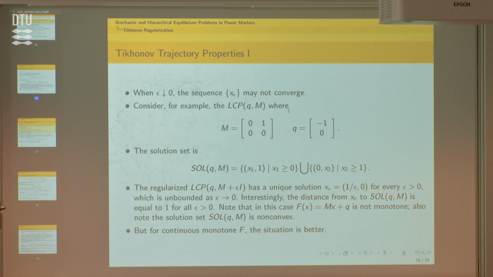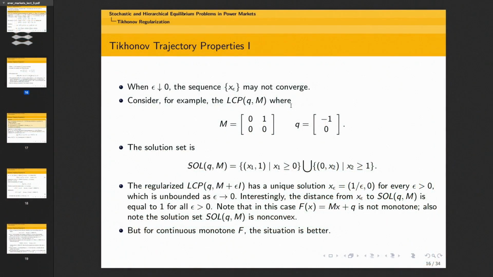In this case particularly, the map wasn't monotone to begin with. So when it's not monotone and you put an epsilon here and here, you can have strange things happening. So you have to be a little careful about how you regularize these problems and when to regularize them.